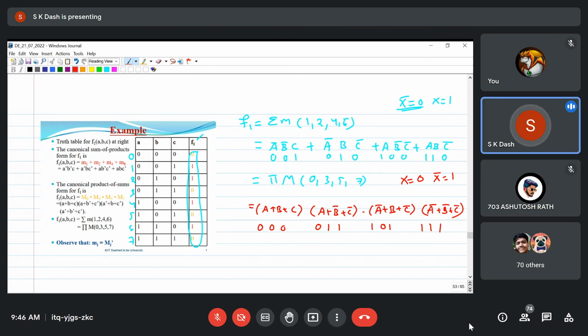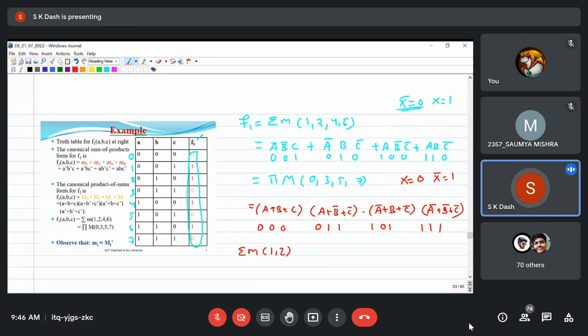Sir, I had a question. Suppose it is written summation of m 1, 2. How will we know the number of variables involved? If nothing is mentioned except 1, 2, what is the minimum number of variables required to represent 1 and 2? Sir, 2. So we will go for 2 inputs. If it is not mentioned, whatever is minimum, you will go for that.